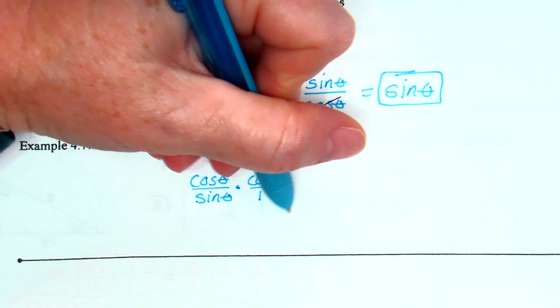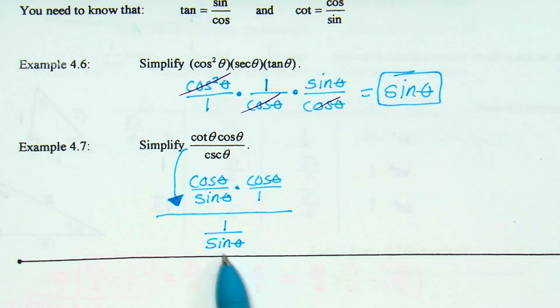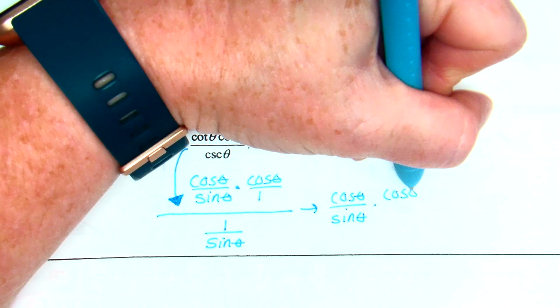So it's going to be the cosine over sine times the cosine over 1. And then instead of dividing by 1 over sine, we're going to multiply by sine over 1. Any good cancelings? Sines cancel. And then that leaves us with cosine squared theta. Options on how to write cosine squared theta. I usually write it like such. Cosine, the squared, and then the theta.